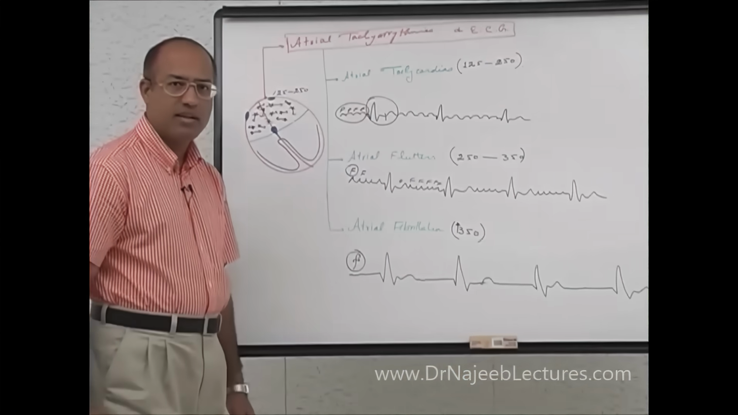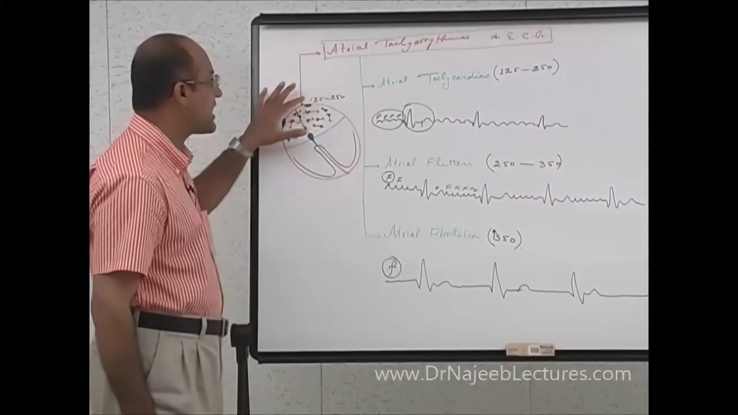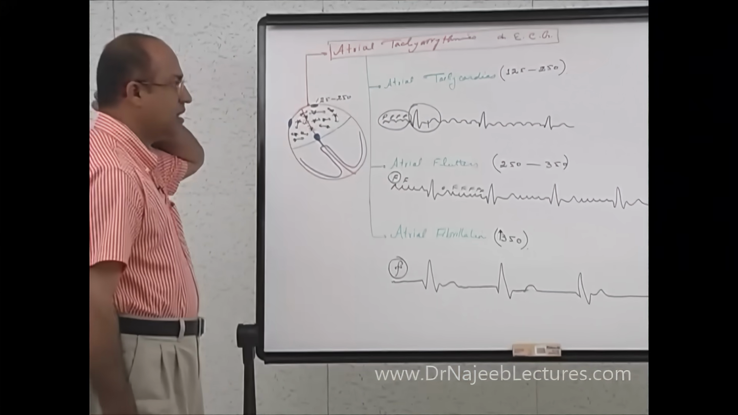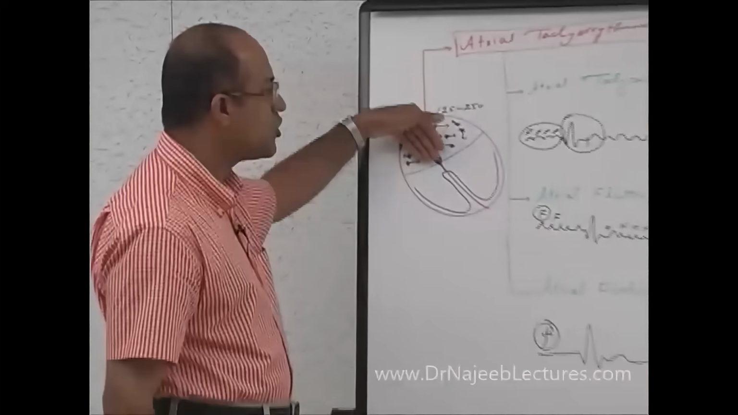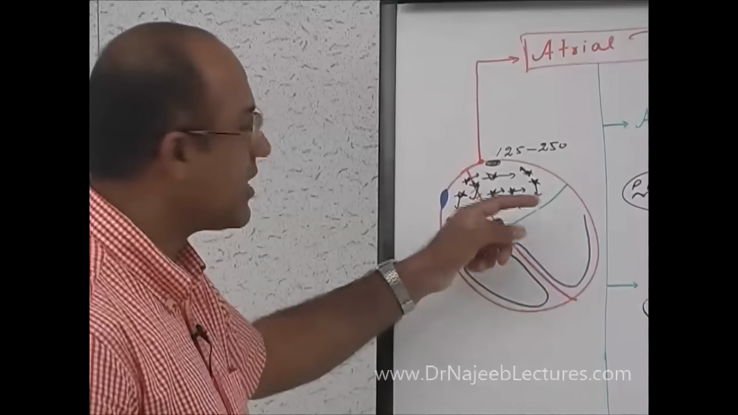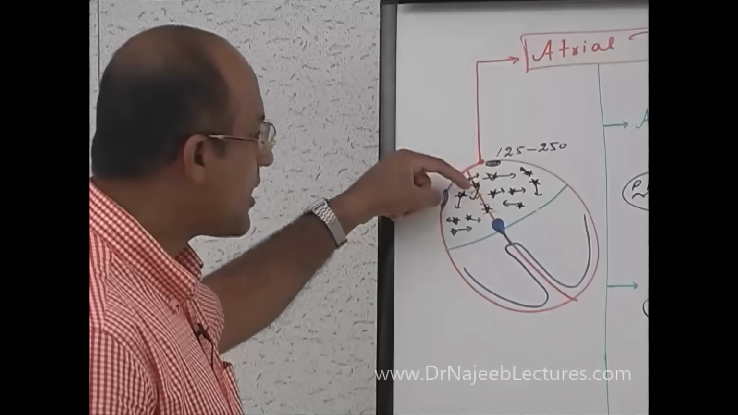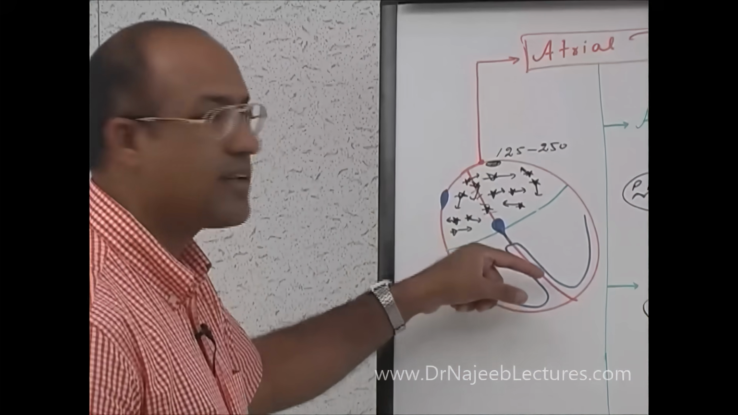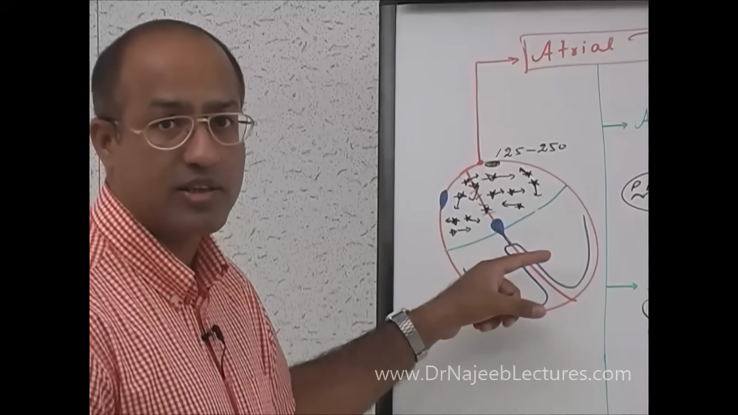Again, one point which is very important is when a patient is suffering with atrial tachyarrhythmia, we have to be very careful that these tachyarrhythmias should not transmit rapidly to the ventricles, because if atrial tachyarrhythmia rapidly transfers to the ventricle, then they can precipitate ventricular tachyarrhythmias, which may be life-threatening.